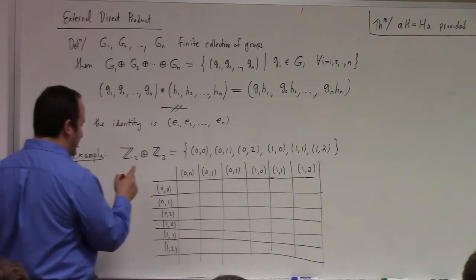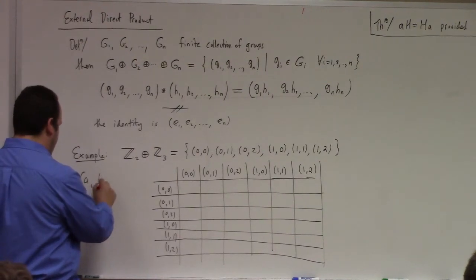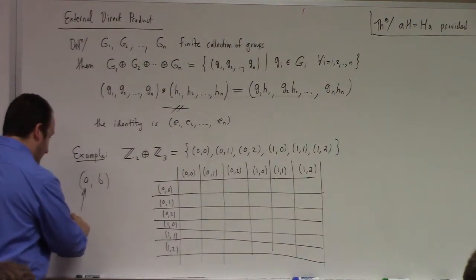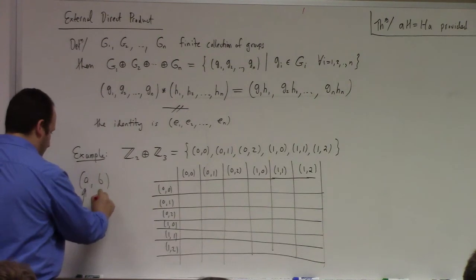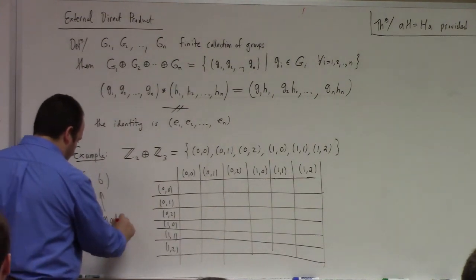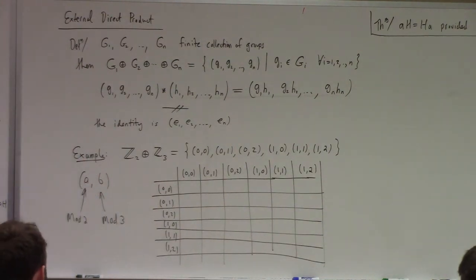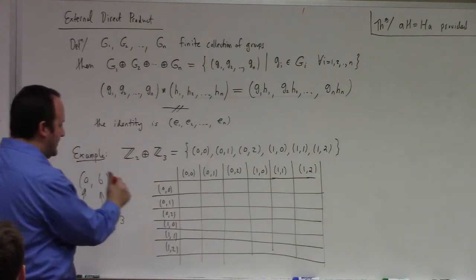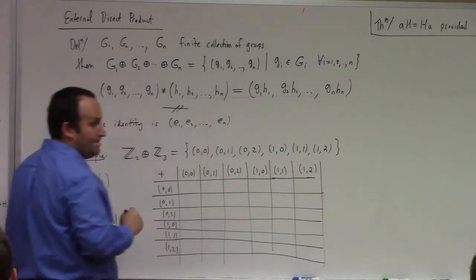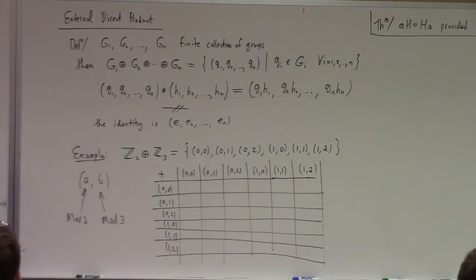Now the way this works is, if you look at AB, this one is done mod 2 and this one is done mod 3, right? So when I do this, the operation is addition, because Z2 and Z3 are additive groups.